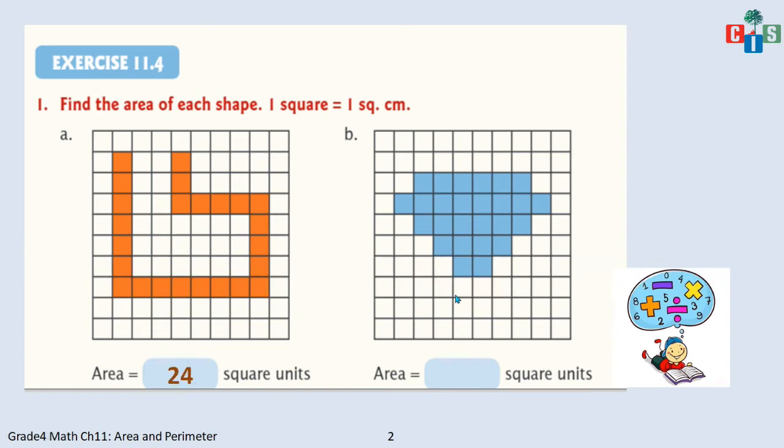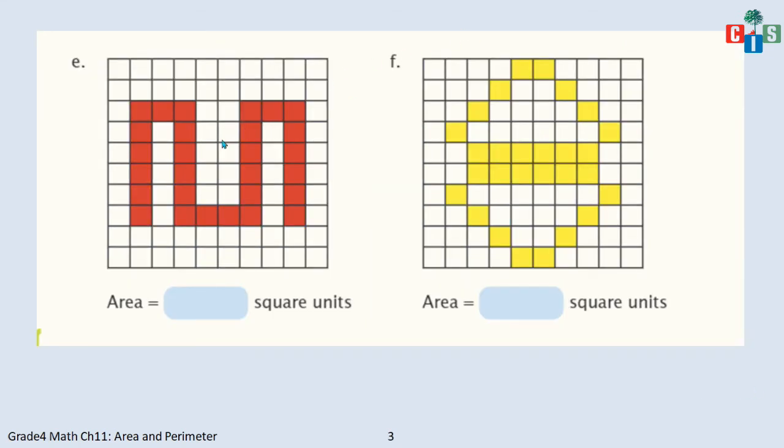Now let's move on to the B sum. Now you have to calculate the squares. So let's begin. It's 1, 2, 3, 4, 5, 6, 7, 8, 9, 10, 11, 12, 13, 14, 15, 16, 17, 18, 19, 20, 21, 22, 23, 24, 25, 26. So in all you have 26 colored squares. So the area of this figure is 26 square units. Let's move on to the other sums from the same exercise.